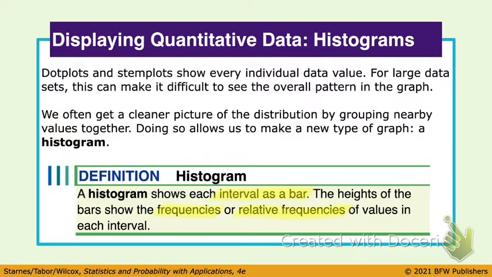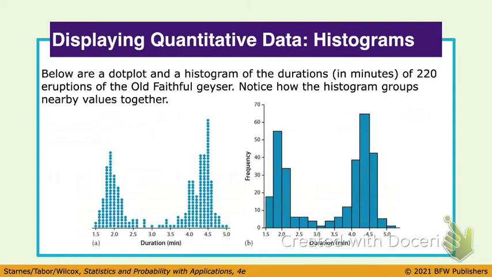All right, so here is a dot plot on the left, and we have the histogram on the right. These are the durations of 220 eruptions of the Old Faithful geyser. Notice that for the histogram, I just take sections of the dot plot and put them together, and that's how tall the histogram bars are. So the shapes are going to end up being pretty similar, but I now have sections of data, not just each individual data value, okay?